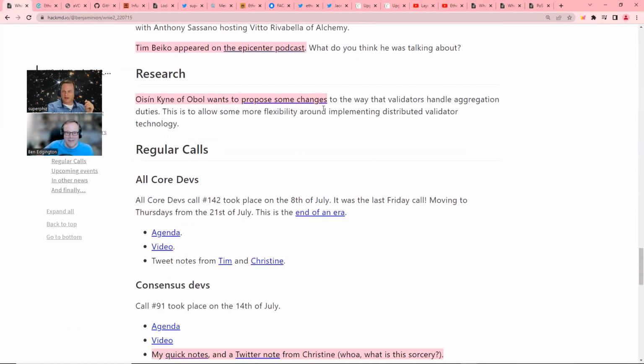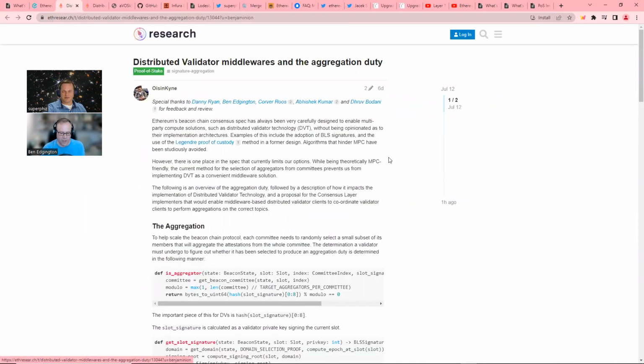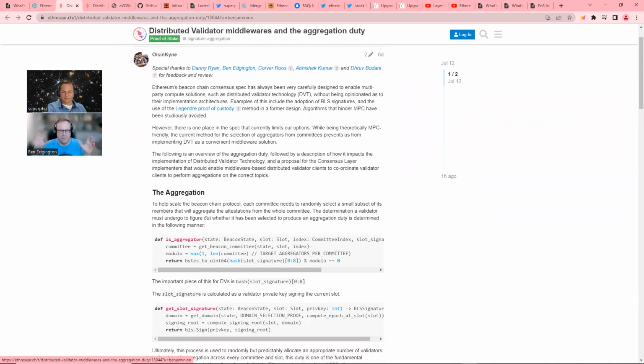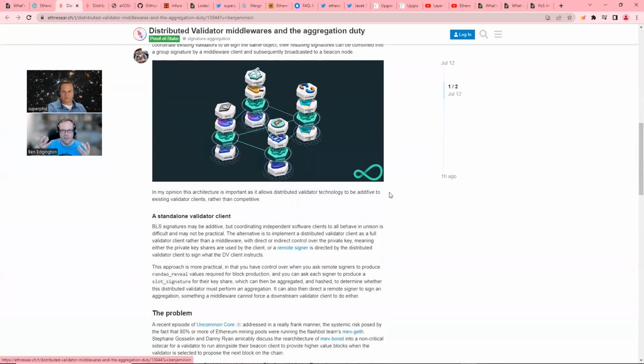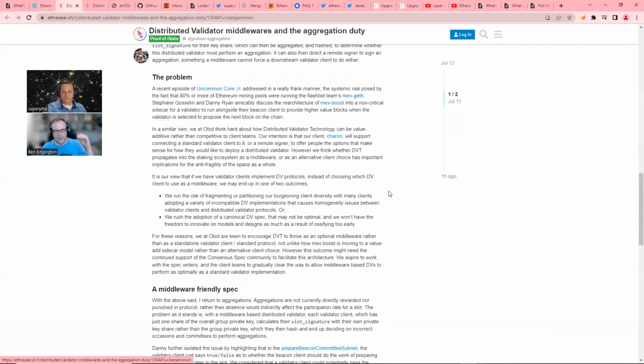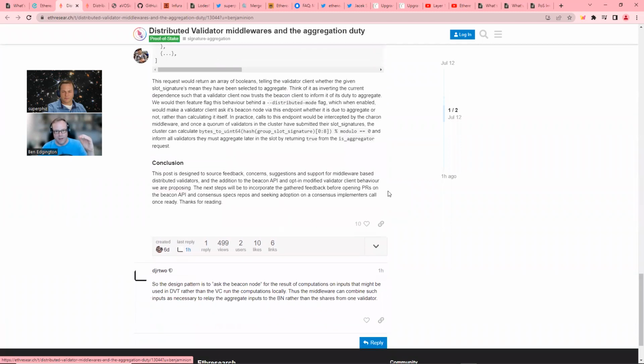And Obal wants to propose changes to the way validators handle aggregation duties. I did consume this. This is a little bit technical. It's around what used to be called secret shared validators, which have now become distributed validator technology. This is where instead of running your keys on a single machine, which is then a single point of failure, you can run a validator across maybe 4 machines, and they share keys. So they each have a part of the key, and you use a threshold signature scheme. So as long as, say, 3 out of the 4 validators sign off on a transaction, then that gets sent to the network, and it does its work.